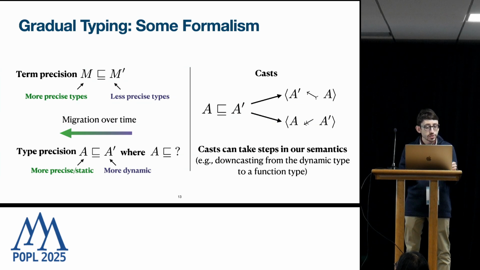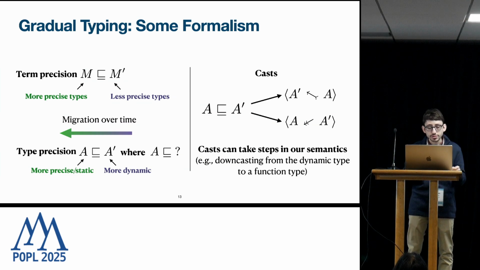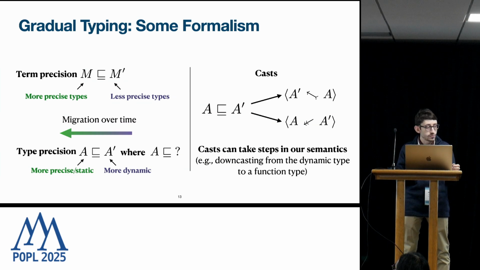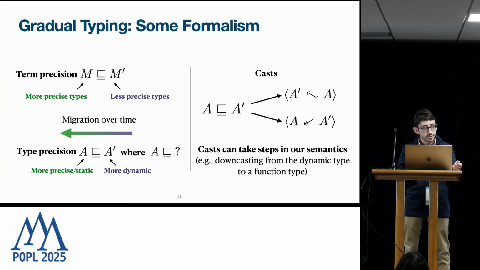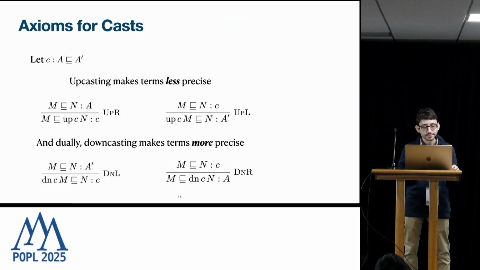Now, given two types in this relation, we also have casts. So if A is more precise than A prime, we can upcast a term of A to be of the less precise type, and similarly, we can downcast to be the more precise type. For us, the important thing to remember is that casts can take steps in our semantics. This is a result of the intentional nature of our model, because as we saw with Dyn, we used guarded recursion, and there was the later case for functions. So when we downcast from dynamic to a function type, we actually need to wait a step.